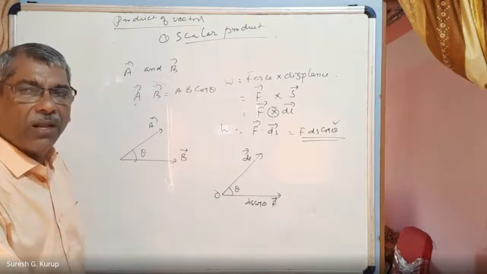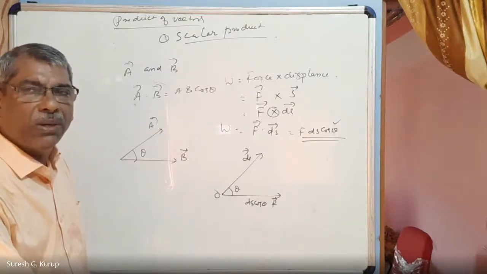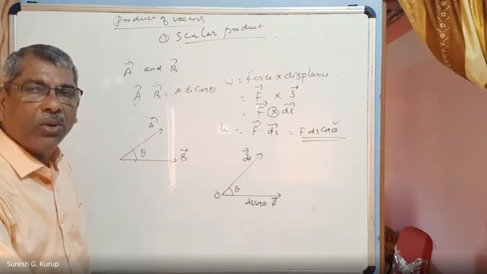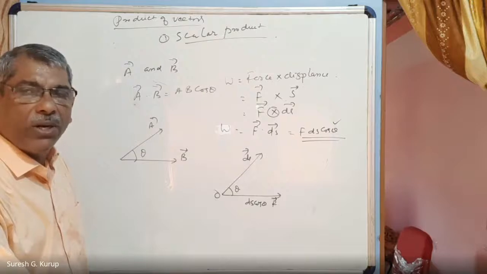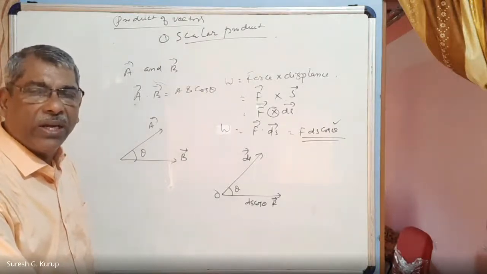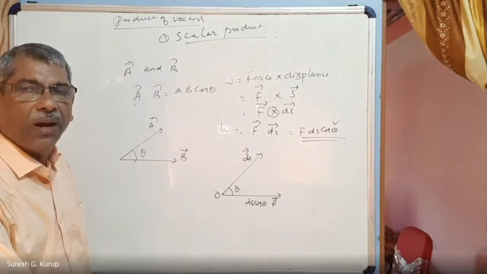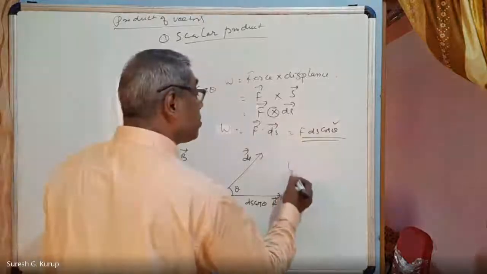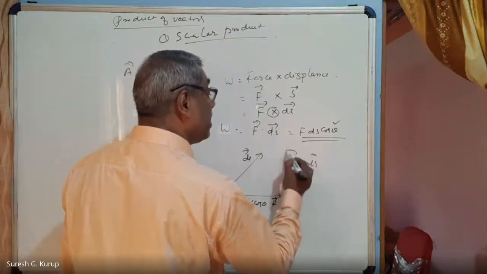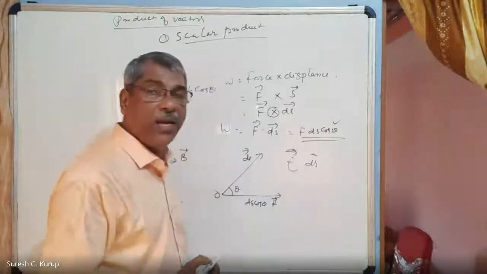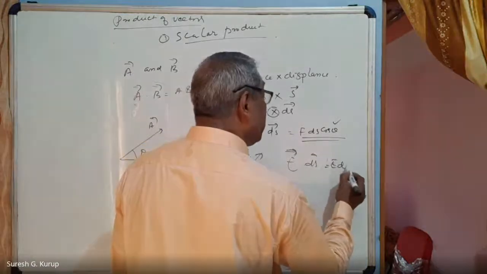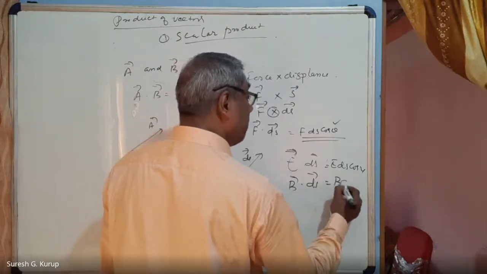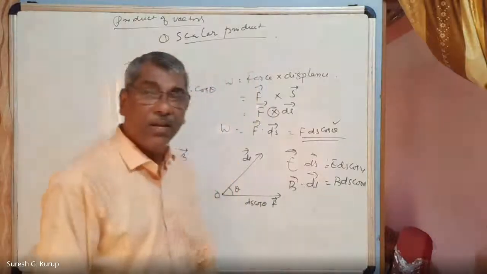From this day onwards, scalar product has another name that you must remember. Scalar product is also called dot product. A dot B is equal to AB cos theta. F dot ds is equal to F ds cos theta. F dot s is equal to Fs cos theta. E dot ds is equal to E ds cos theta. This is called electric flux. B dot ds is equal to B ds cos theta, like that.